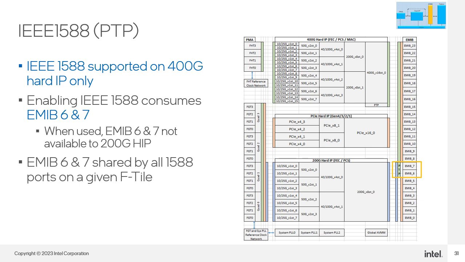So, why are EMIB streams 6 and 7 singled out? These 2 streams are where IEEE 1588 Precision Time Protocol is implemented. PTP is used for time syncing in Ethernet connections and is only supported on the 400G hard IP because it has the MAC. So, if PTP is enabled, streams 6 and 7 are unavailable to the 200G hard IP, and a PCIe hard IP simply does not connect to them. Note, if PTP is enabled, all ports on the tile with PTP enabled will share those 2 streams for PTP.